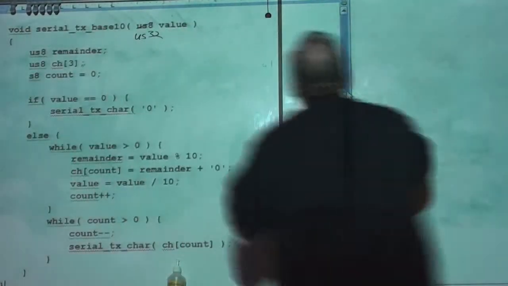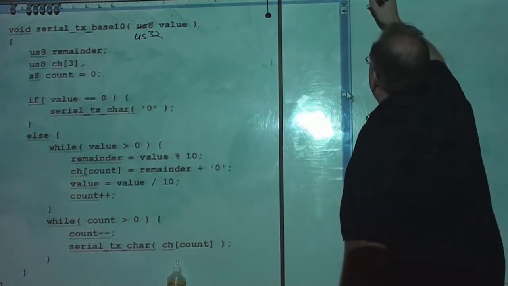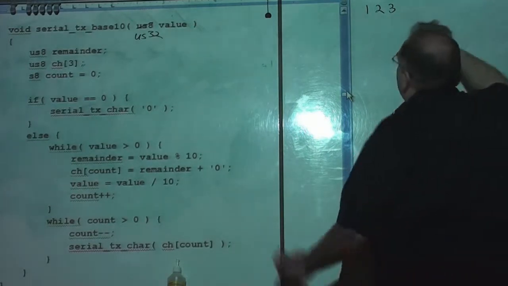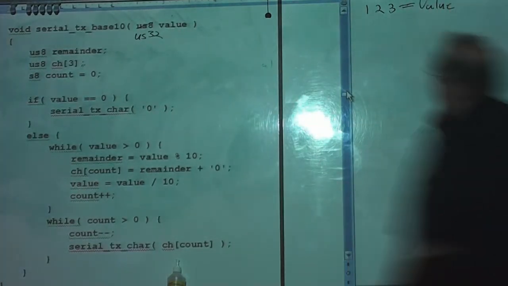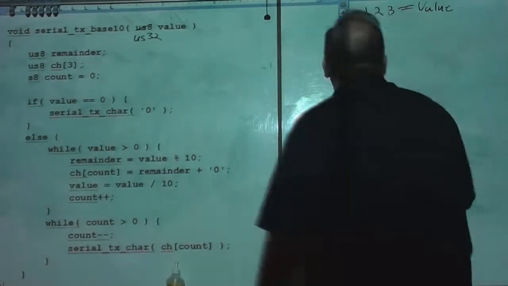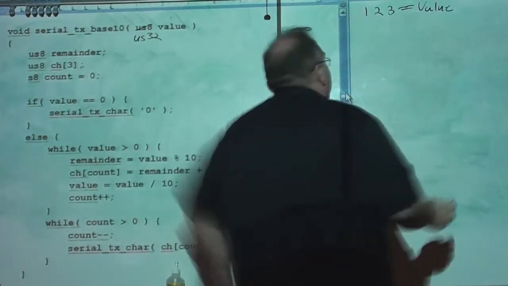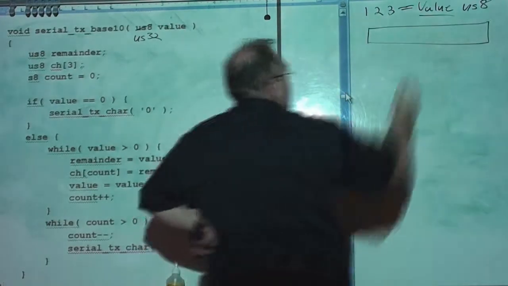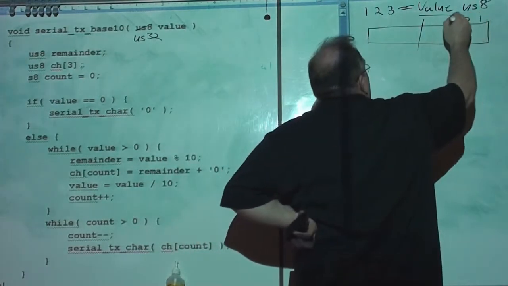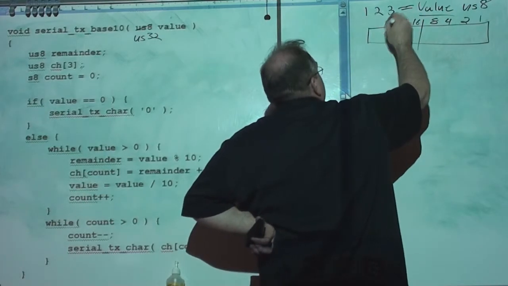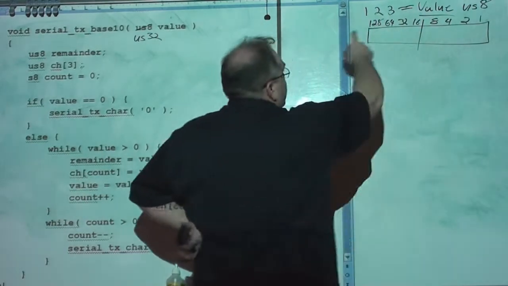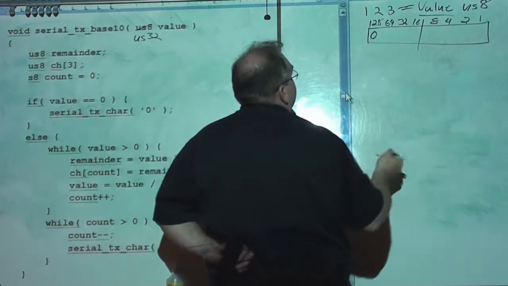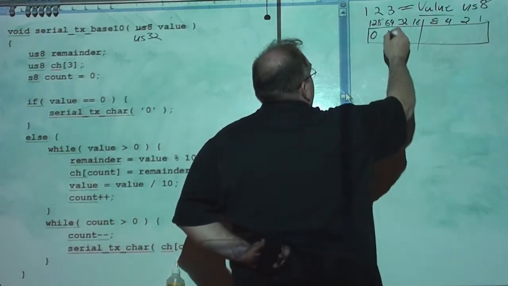So when we have a value come in, let's say we want to convert the value 123. So we have some variable called value, and value is equal to 123. Value is a us8, and us8 means I have 8 bits. Those 8 bits are 1, 2, 4, 8, 16, 32, 64, 128. If I want to convert this to binary, the 128 would have to be 0, since it's too big. But we need 64.